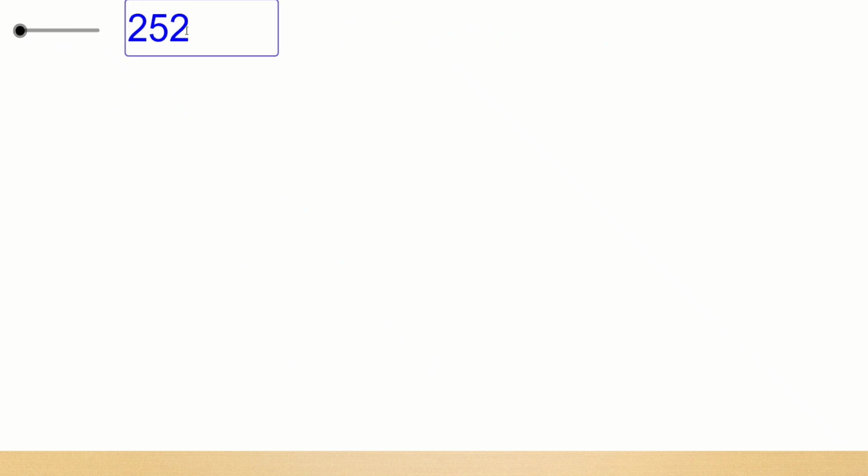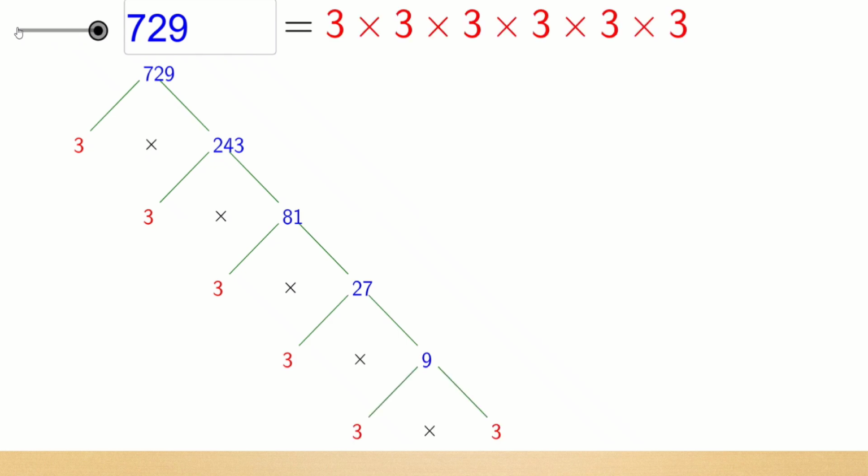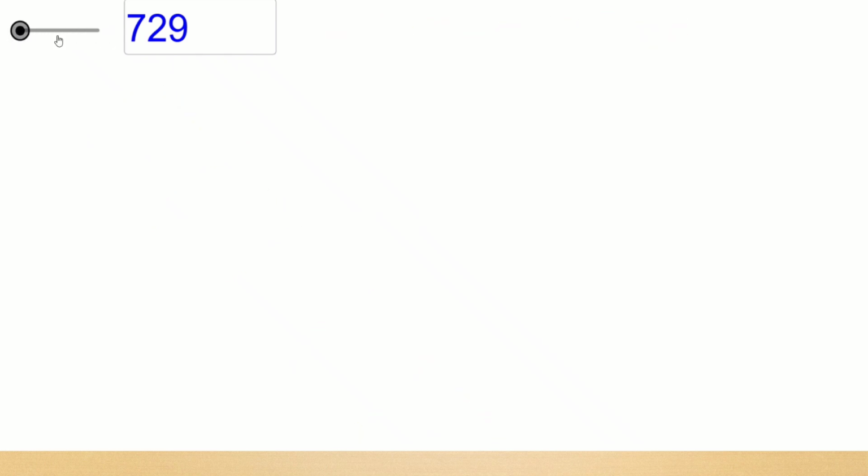Let's see the second number. Let me take some other number like 729. Odd number, not divisible by 2, so we will be going by 3. And as you see the process, I keep on dividing by 3 till all the red numbers come out as prime. So it is a prime factorization.